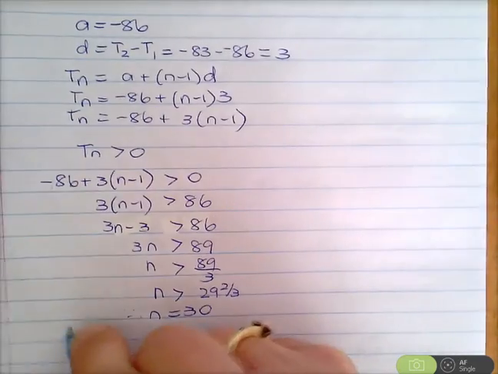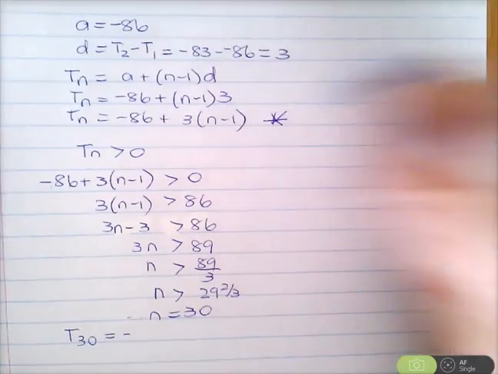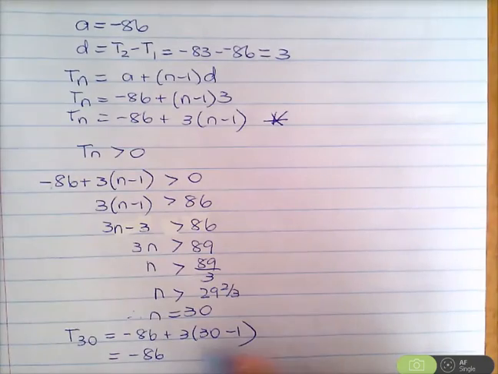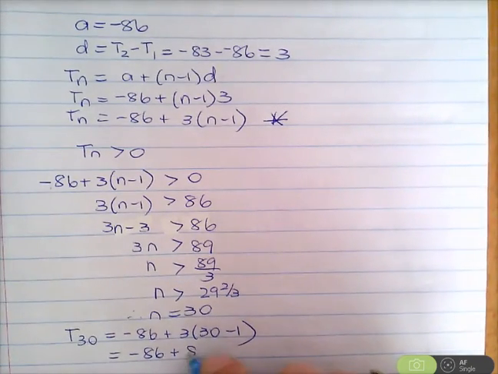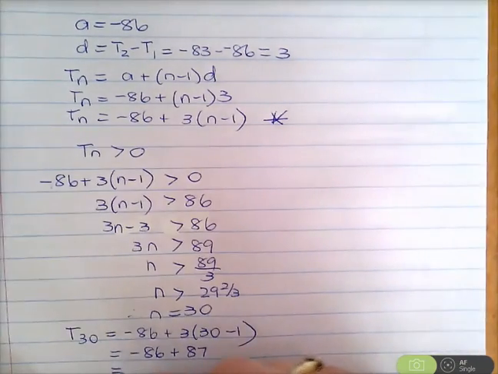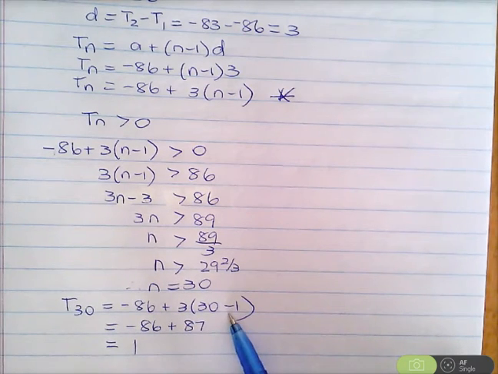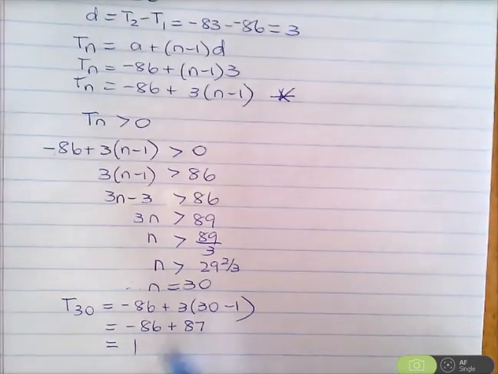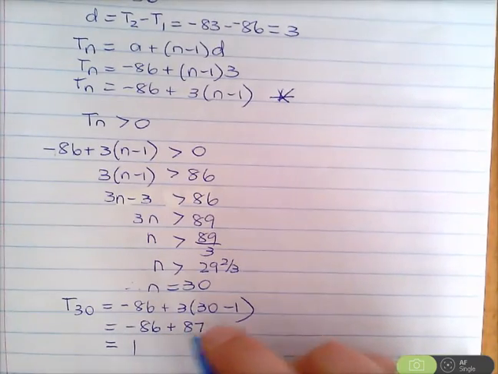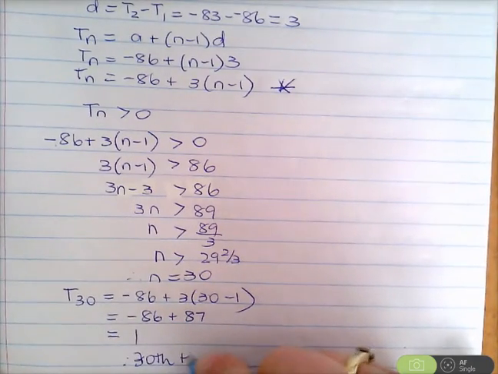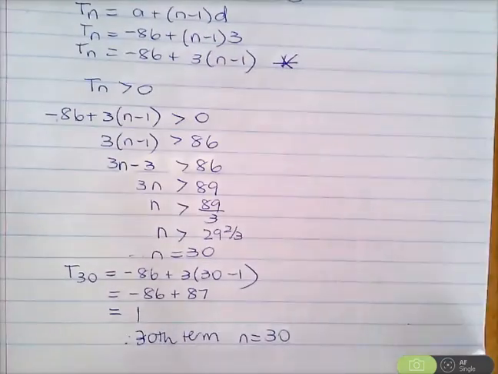And just checking our answer, T30, using my general equation, is negative 86 plus 3 times (30 minus 1). So it's negative 86 plus 3 times 29. Now 3 times 29 is 87, which gives 1. If you looked at the 29th term, you would get negative 2: negative 86 plus 3 times 28, because 29 minus 1 is 28, so negative 86 plus 84, which would be negative 2. So therefore the 30th term is the first positive value of the series. In other words, n is 30.